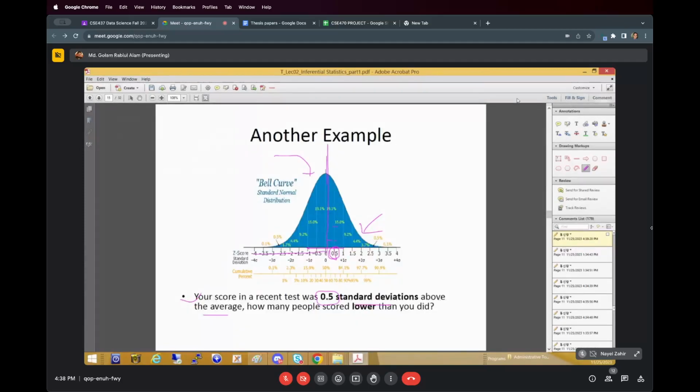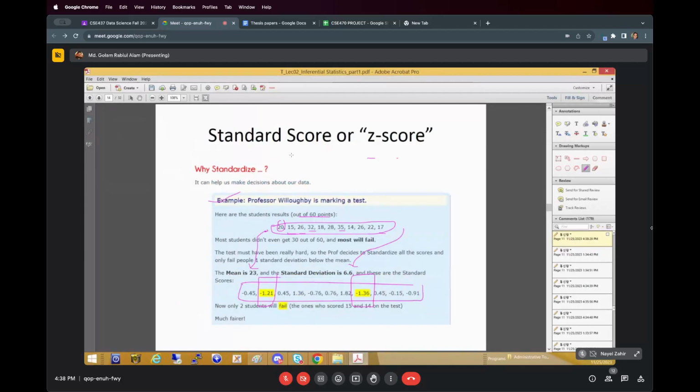Now the next thing is what other uses there are of the standard scores. Here is one example. A professor conducted one exam, maybe a quiz, and in that quiz the students got like 20, 15, 16, 32. If you decide that 50% is the pass mark, then most of the students will fail, because only two values are greater than 30, 32 and 35. So that is not fair.